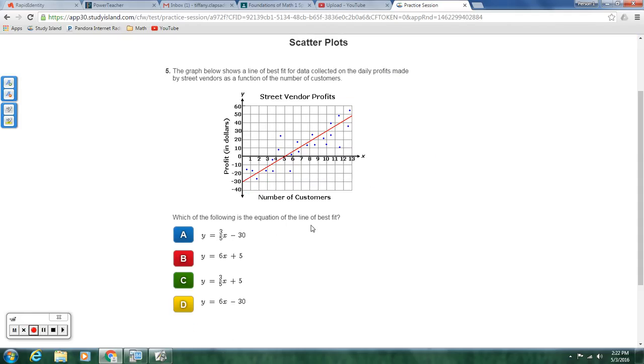Alright, which of the following is the equation of the line of best fit? And we can figure this out. We need two things, right? The what and the what? What did we just find two questions ago? The slope and the y-intercept. What is that red line across the y-axis? Negative 30. This one has a negative 30. That one and that one, right? So the only difference is a 6 slope or a 3/5 slope.